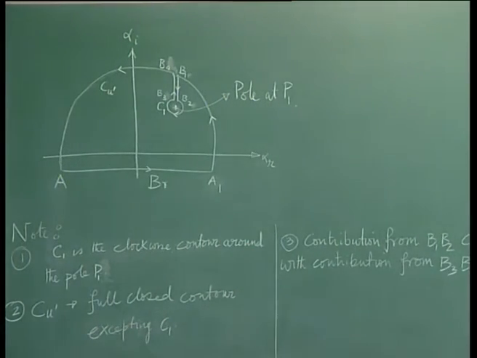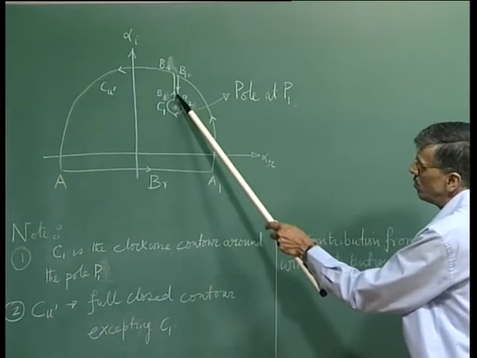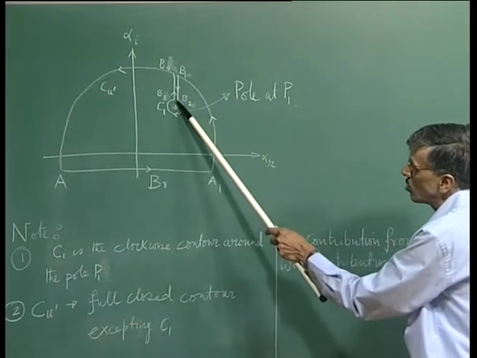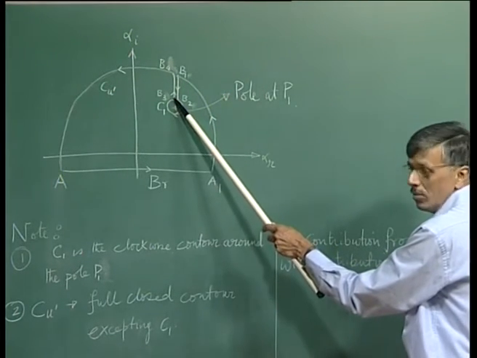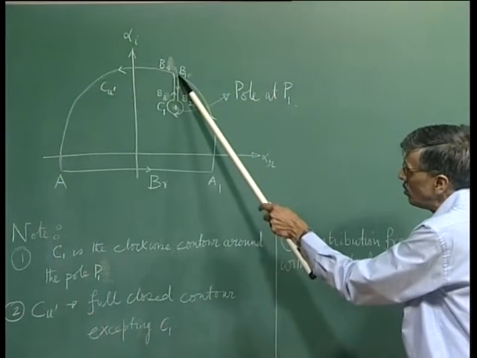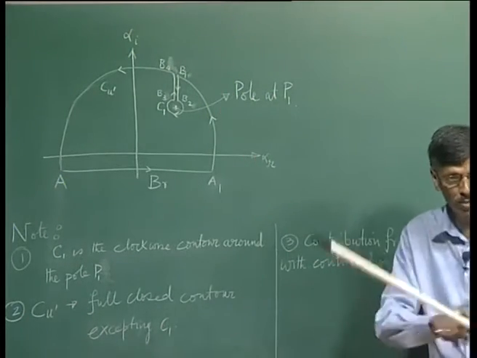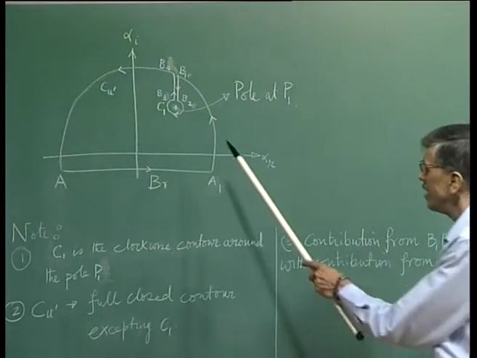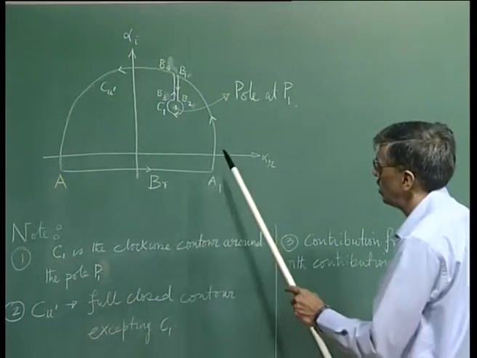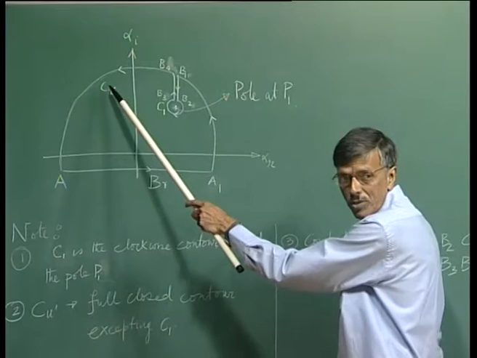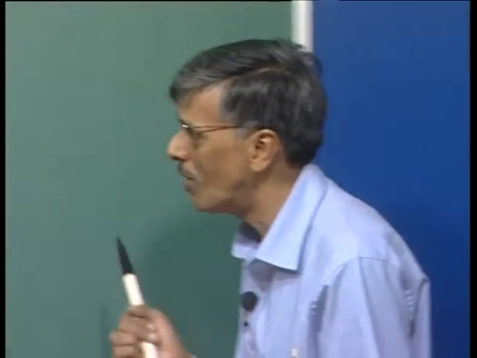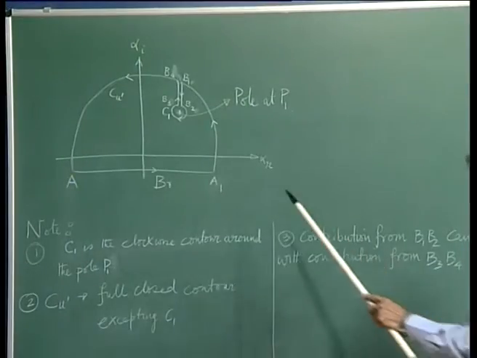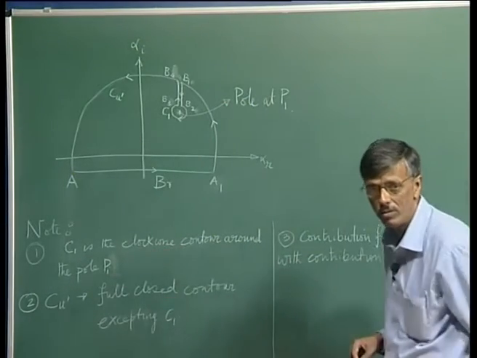The other thing is also, you notice that this is kind of a mathematical indenting. So, the contribution from B1, B2 will cancel that from B3, B4, because on B1, B2 you are going down, on B3, B4 you are going up. So, they will cancel each other. So, basically then the whole contour would consist of the contribution coming from Cu prime and C1. Okay. So, this is how we do it, and we are saying one more thing is that the contribution coming from this semicircle would go to 0.